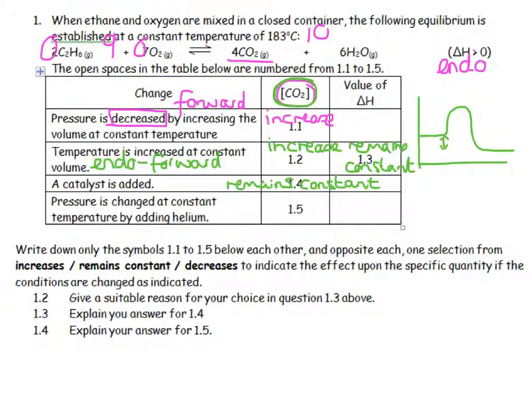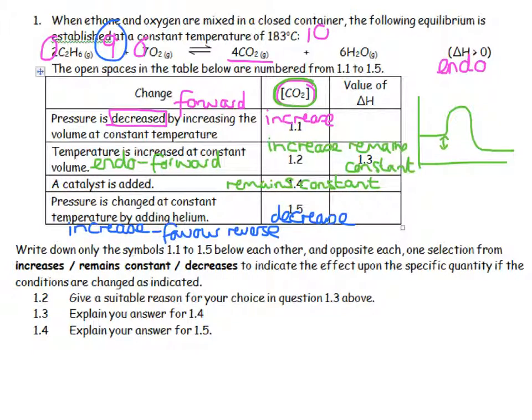The pressure is changed at a constant temperature by adding helium. If I push helium into the system, I am going to increase the pressure. Increasing the pressure is going to favor the side with the least gas moles, so it's going to favor reverse. By the way, putting in helium isn't part of this reaction. Helium is also a noble gas, which means it's highly unreactive and will do absolutely nothing in terms of changing the reaction. It will only change the pressure. So it's going to favor the reverse reaction, so the amount of CO2 will decrease.